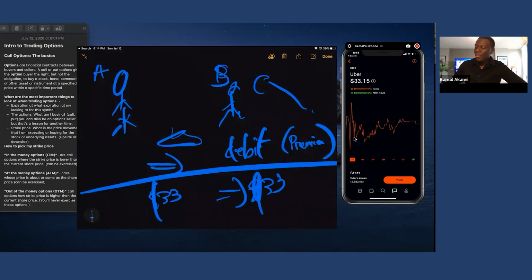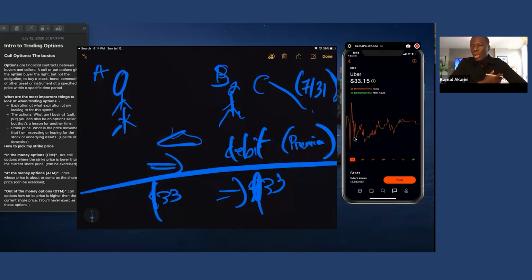And right here, I'm going to put an expiration, let's say July 31st. So sometime in the future, on July 31st, I'm paying a premium to the seller to say, hey, sometime until July 31st, I want to be able to buy a share of this Uber from you for the price of $33.